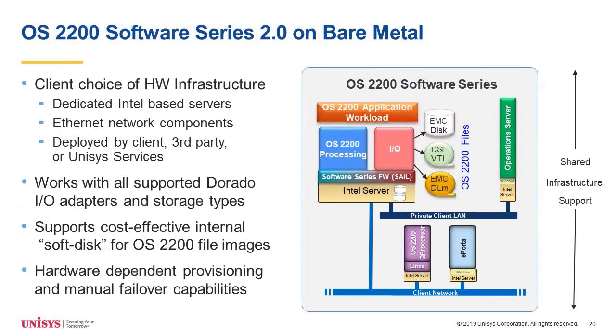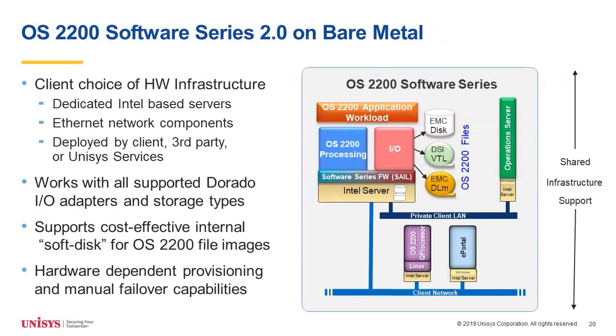It has the advantage that bare metal works with all supported Dorado I/O adapters and storage types. In fact, with a bare metal server running software series, you can unplug the storage from your Dorado system and plug it into a similar supported connection on the software series bare metal. It also supports a very cost-effective soft disk environment, which is an internal disk that can be used for smaller OS 2200 software series instances, and it can be very cost-effective for development or smaller workloads.